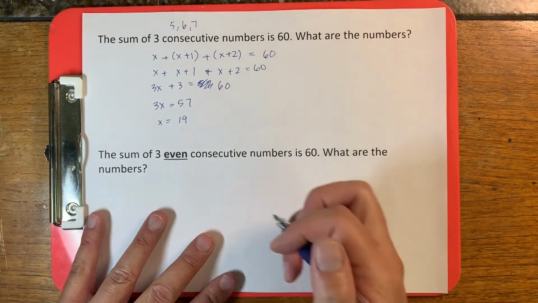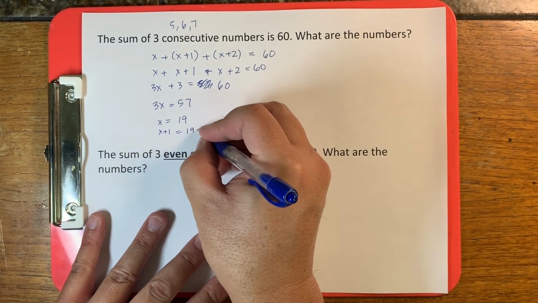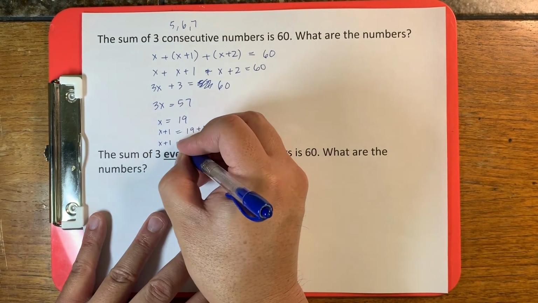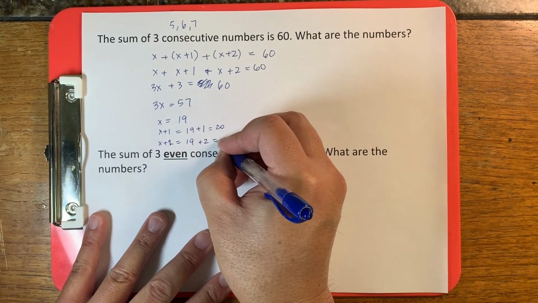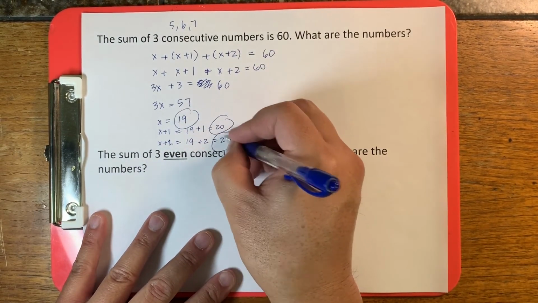Now, the next number after 19 is 20, and the number that comes after 20 is 21. So these are my 3 numbers.